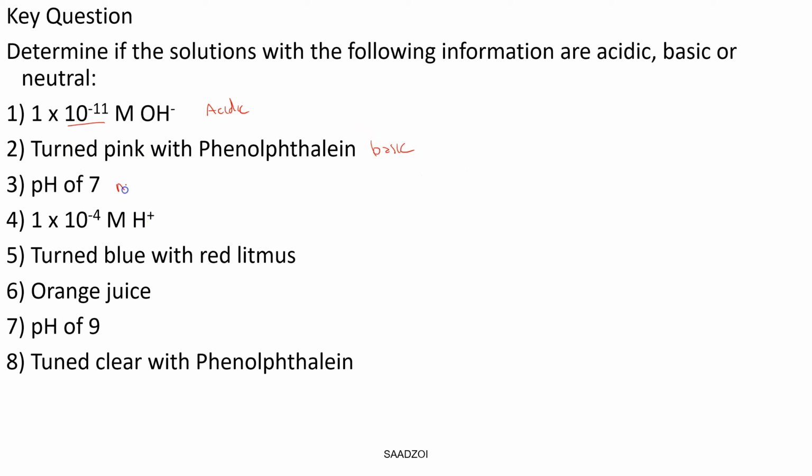pH of 7, you're neutral. This is bigger than 10 to negative 7. That's hydronium's concentration, so that means you are acidic, since that's winning the contest. Blue, that's going to be basic. Orange juice, citrus, all citrus fruits are actually acidic. pH of 9, hopefully you remember that's basic. And turn clear with phenolphthalein, that's going to be consistent with acidic. So that's how you do calculation regarding acids and bases.